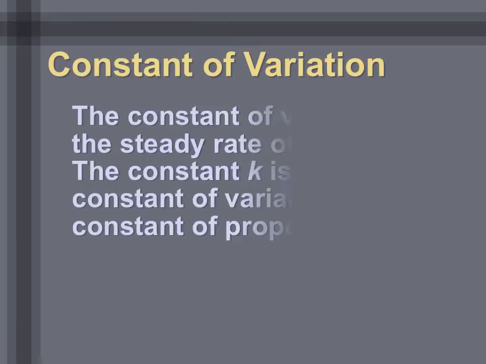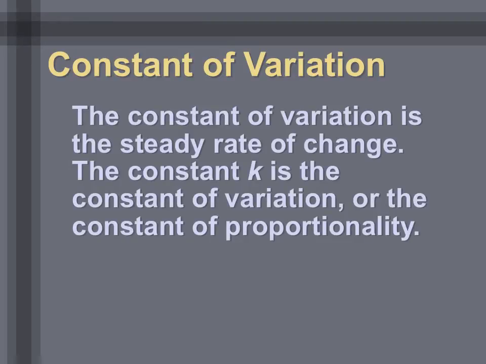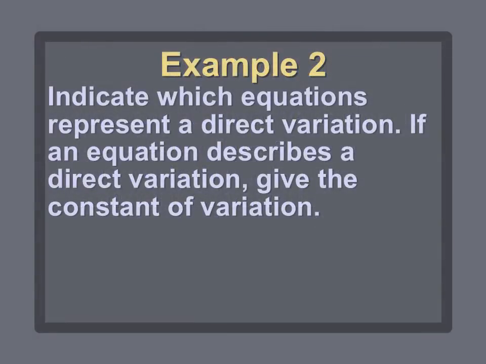All right, so constant of variation. It is a steady rate of change. It is a constant variation or the constant proportionality. So we want to indicate which equations represent a direct variation. And if it does give a direct variation, we want to give the constant.